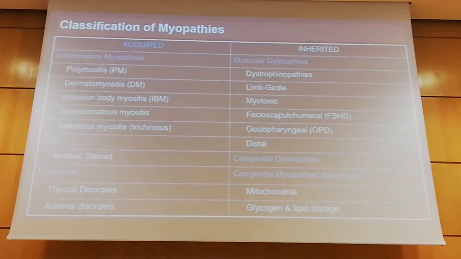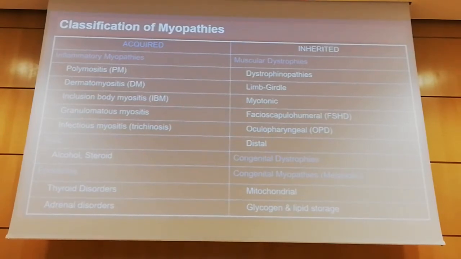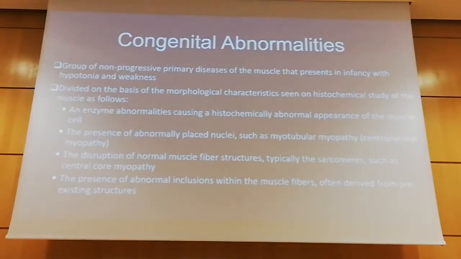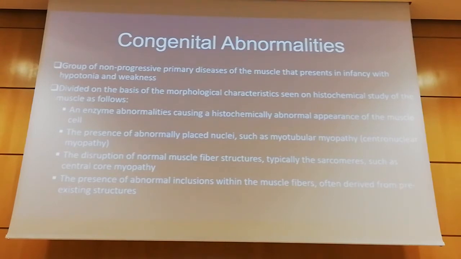Congenital dystrophy, we're going to talk about it a little bit here today. And congenital myopathies, such as metabolic, such as mitochondrial and glycogen lipid storage. All right, starting with congenital abnormalities. So, this is a newborn who will actually have this set of conditions. Now, it's a non-progressive disease, so it will not progress, but the disease itself is horrible.